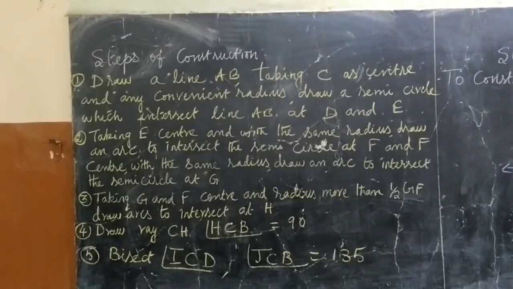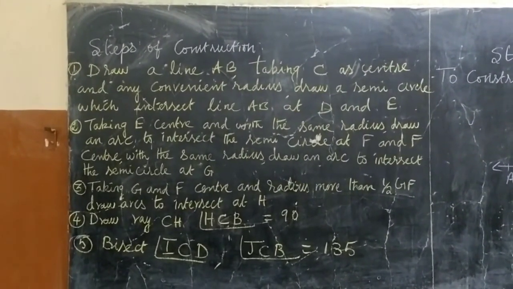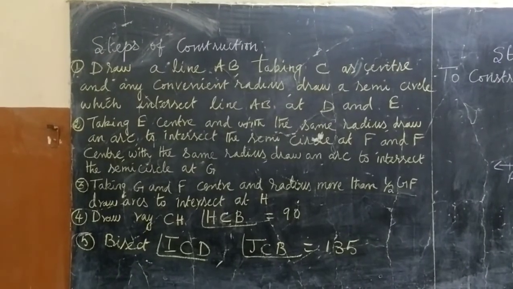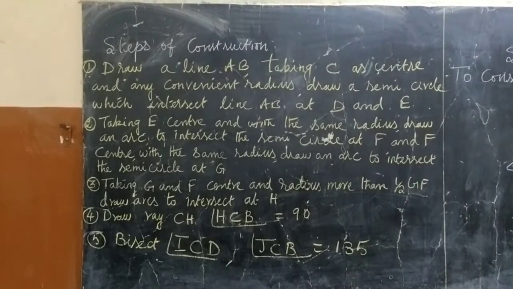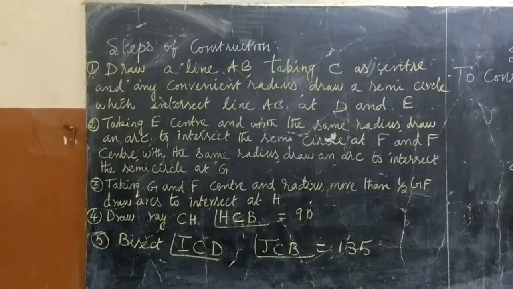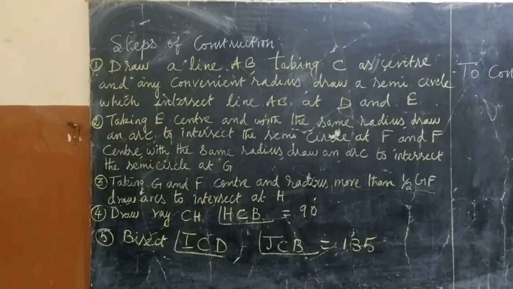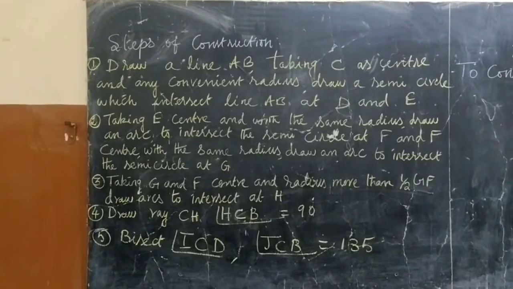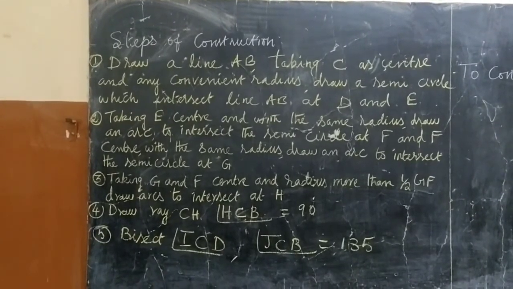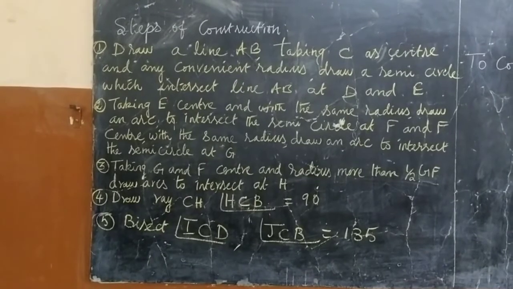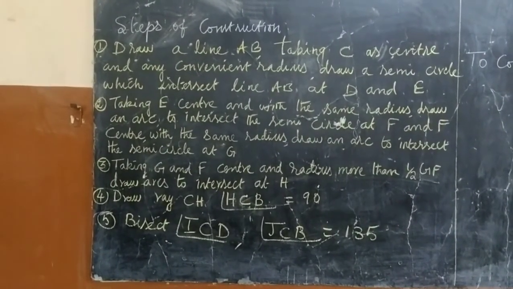Let us see steps of construction. First point is, draw a line AB. Taking C as center and any convenient radius, draw a semicircle which intersects line AB at D and E. Second point is taking E center and with the same radius, draw an arc to intersect the semicircle at F, and F center with the same radius, draw an arc to intersect the semicircle at G.